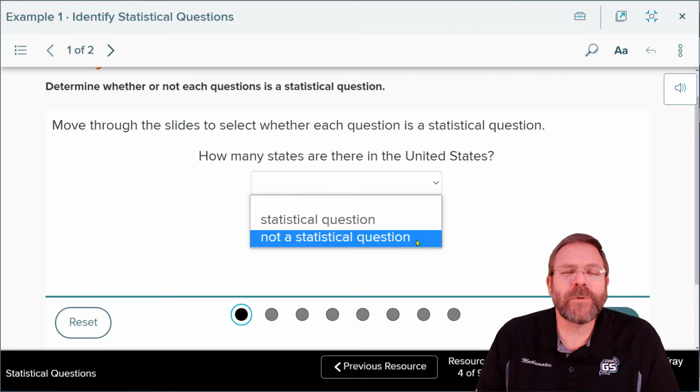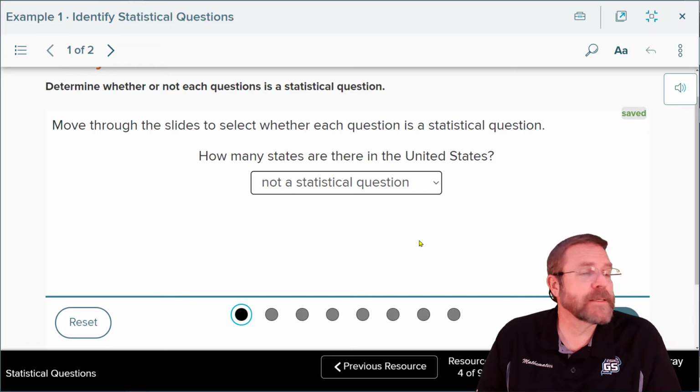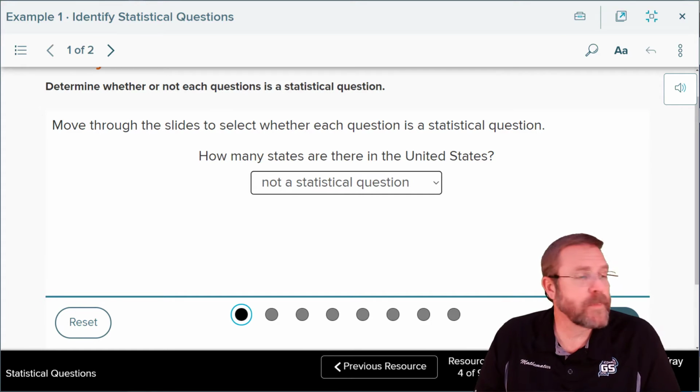Since 1948, I think, is when we brought in number 50. We brought Hawaii and Alaska in. Since we brought those in, it's been 50 states. Not a statistical question. Until they change the number again, it's always going to be the same.